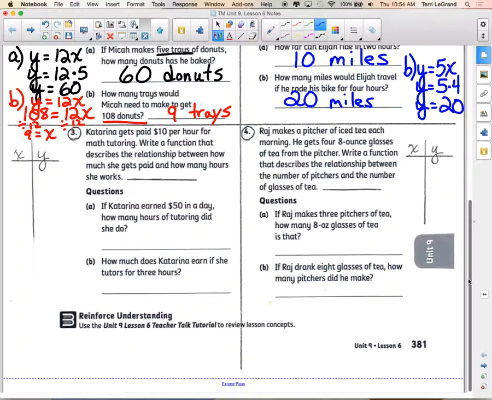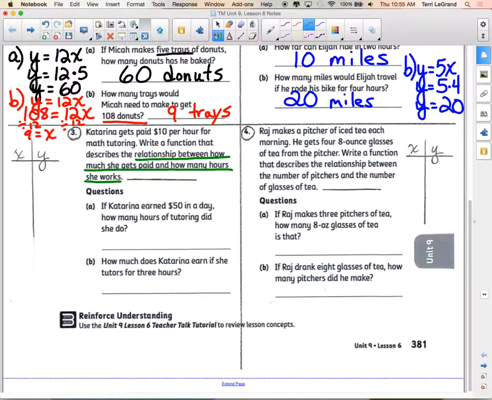So, Katerina gets paid $10 per hour for her math tutoring. She's giving him a good deal. Write a function that describes the relationship between how much she gets paid and how many hours she works, or in other words, how many hours she tutors. So again, we're going to say, here's what our relationship is about. These are the two unknowns. How much she gets paid total and how many hours she actually tutors.